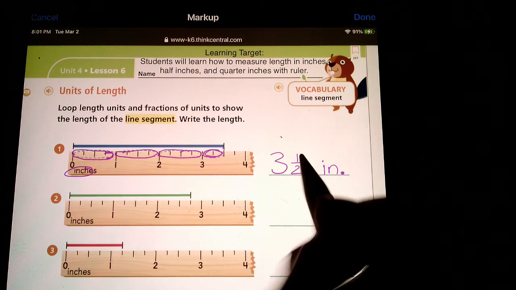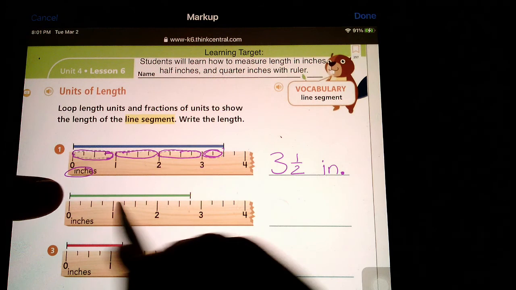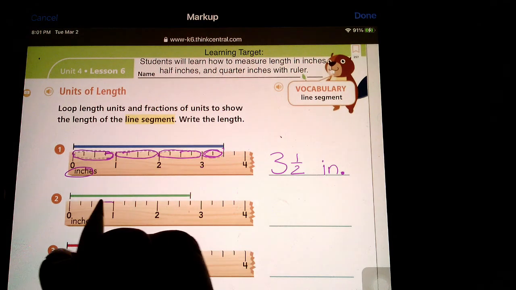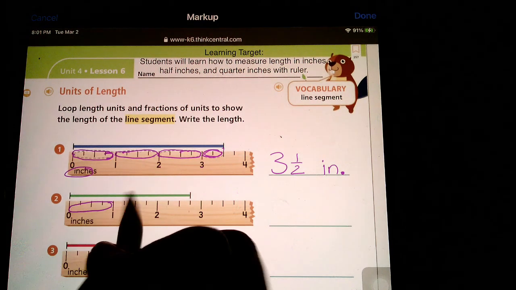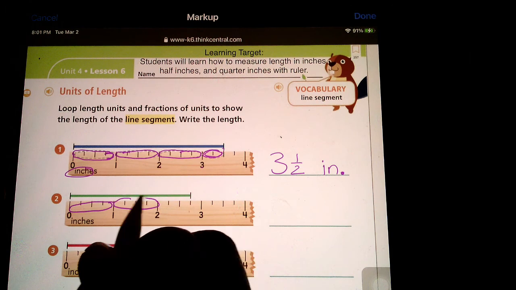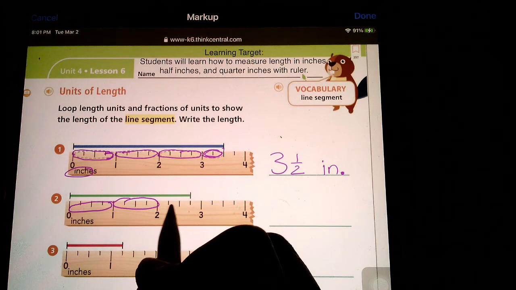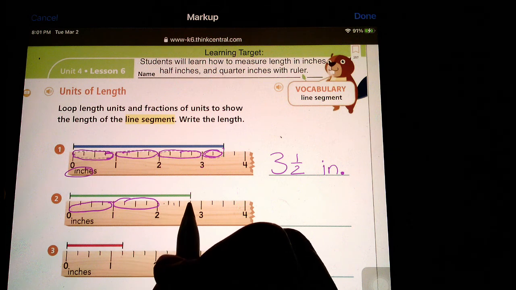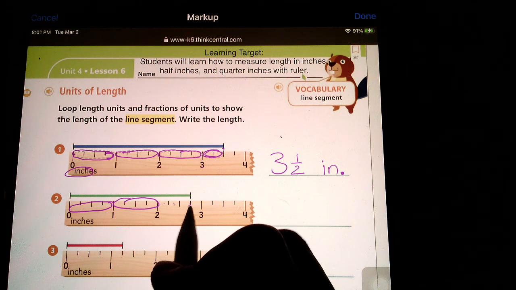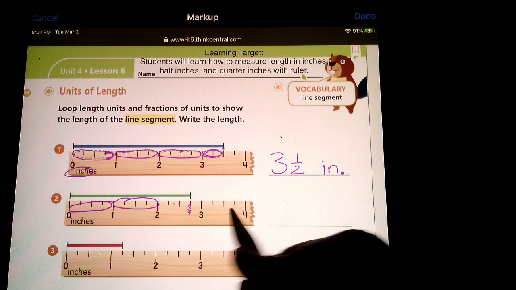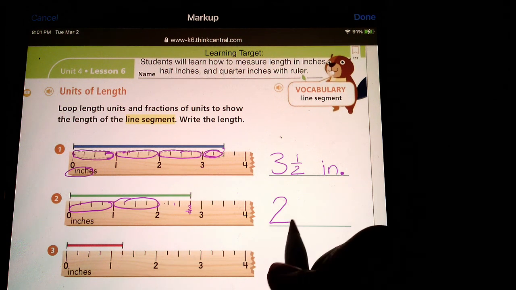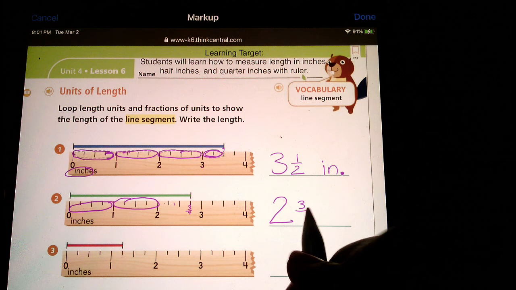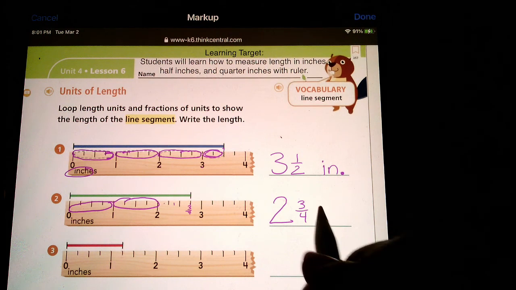Now let's go to the next one. Remember, we're measuring this green line. So 1 inch, 2 inches, and look, 1/4, 2/4, 3/4, right there. So we're going to write the whole number 2 and then 3/4 inches.